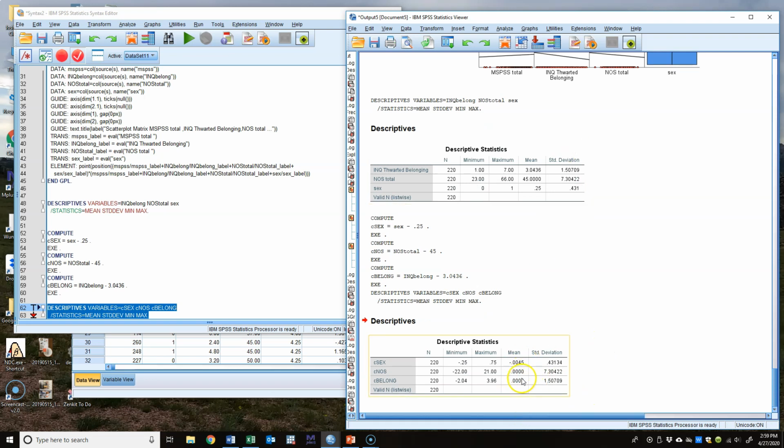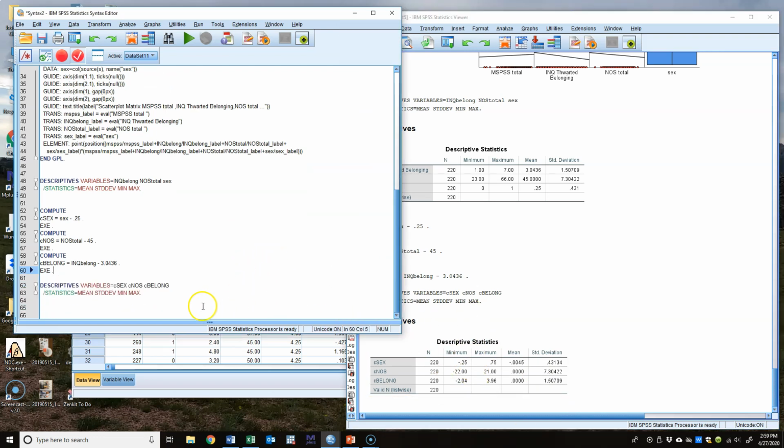I'm saying that yes, my mean, so if I've centered these correctly, my mean should be very, very close to 0. So it's reading exactly 0 here, a little bit off here, but it's fine. There's some rounding error going on there. So just a double check on my centered variables to make sure that I've done that correctly.